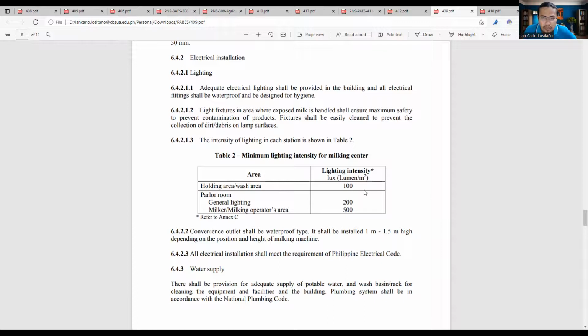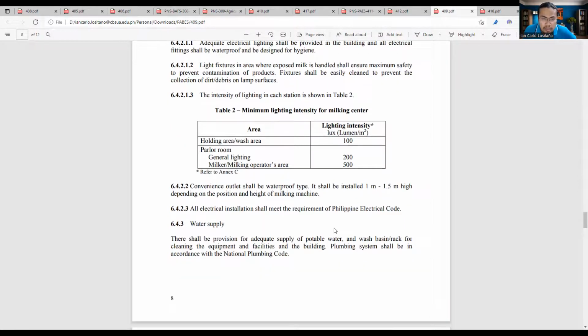Holding area, 100. This is just to stage the animals. The parlor itself will have general lighting for the other areas, but for the milking operation, it should be 500 lumens per meter squared. Take note that in very heavily detailed operations, there should be a higher lighting intensity. It could even reach 2,000 lumens per meter squared.